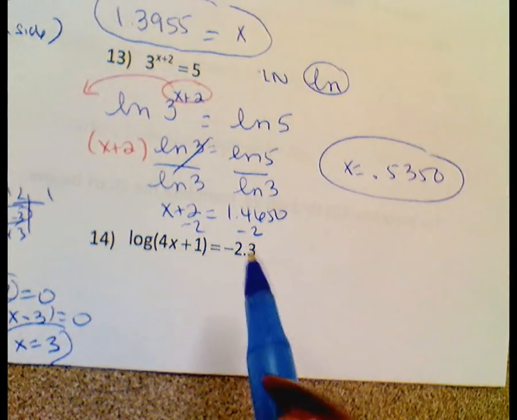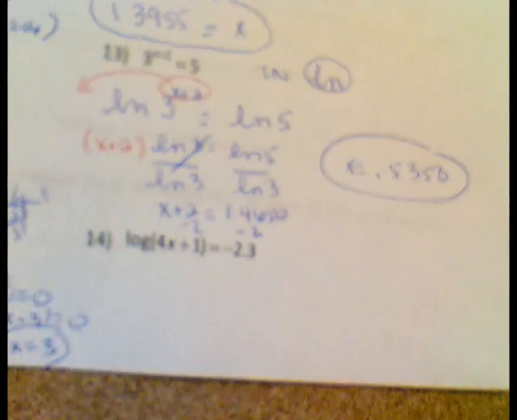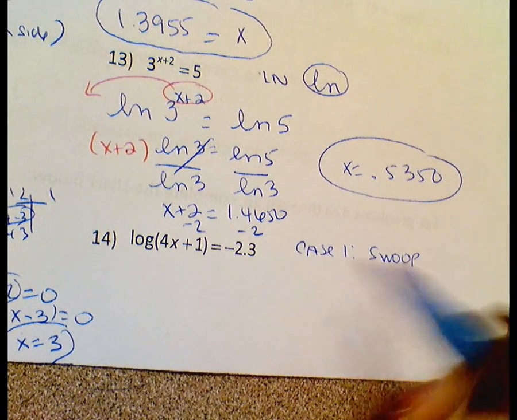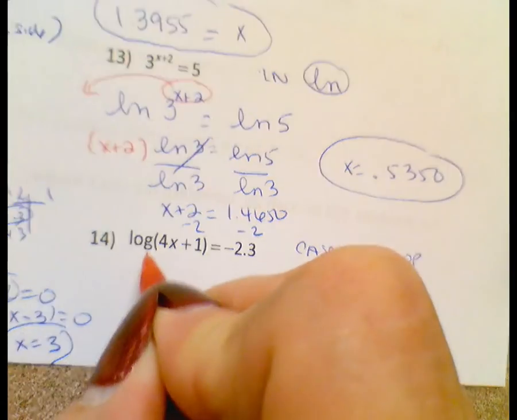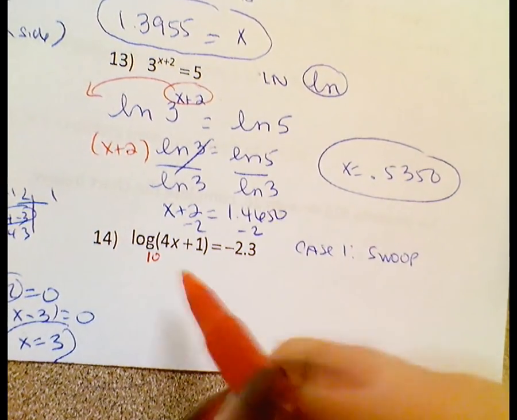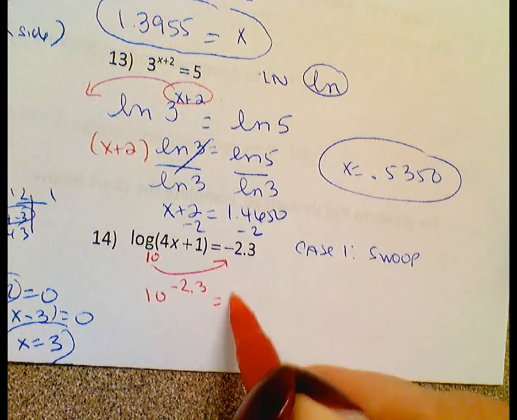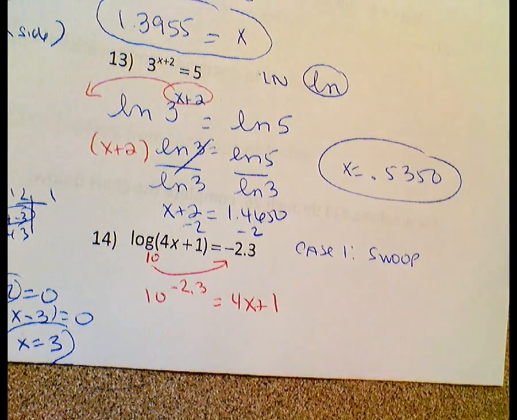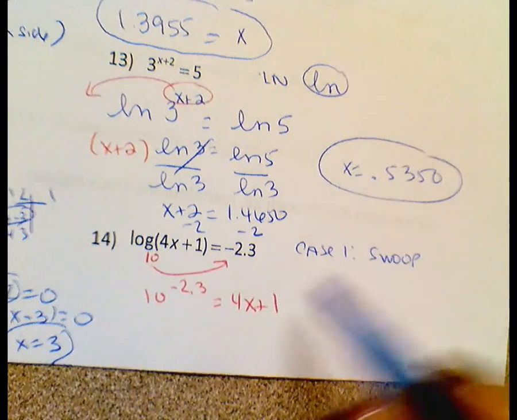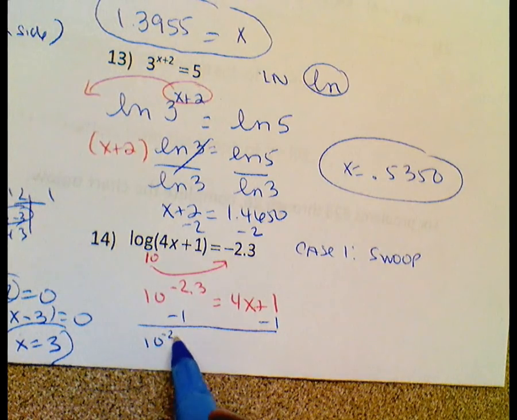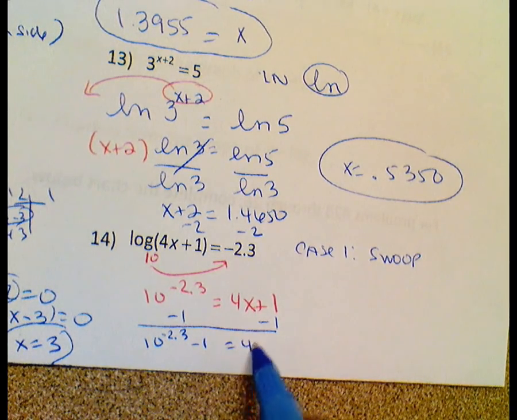All right, and the last one is swoop. We got a single log. This is case 1. Swoop. Single log. Again, it's a common log, so put a 10 in. So we're going to swoop 10 to the negative 2.3 equals 4x plus 1. We're going to subtract 1 to the other side and get 10 raised to the negative 2.3 minus 1 equals 4x. Let's punch that in the calculator.